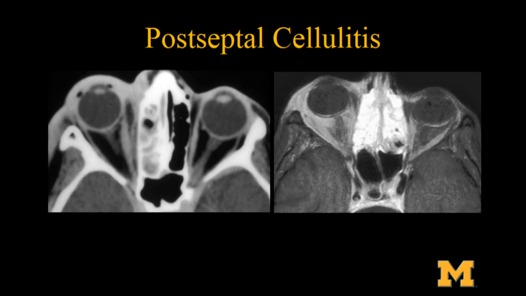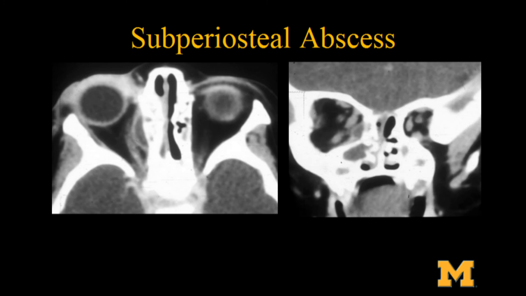The next step of the progression is, we talked about preseptal, then we talked about postseptal. The next step is, what if you develop an abscess? And this is a subperiosteal abscess. The majority of times, if a patient has a subperiosteal abscess with this mass effect, these patients will go to the operating room. So if you, the radiologist, say that there's a subperiosteal abscess, as is seen here, 9 times out of 10, this is a surgical emergency.